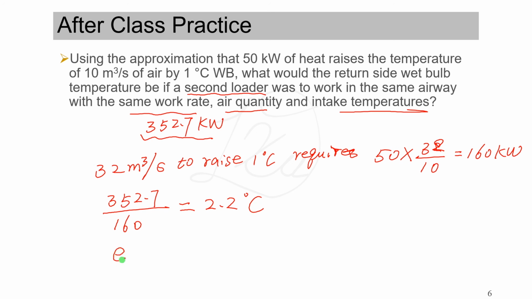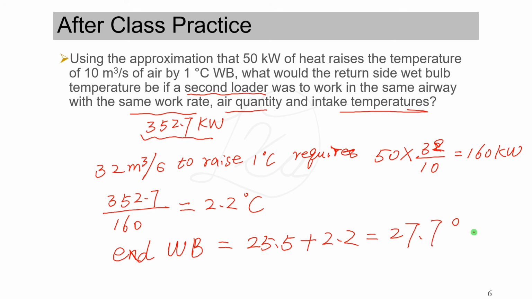Therefore, the end wet bulb temperature equals 25.5 plus 2.2, which equals 27.7 degrees. This 25.5 is with only one loader working in this airway. With an additional loader working in this airway, the final wet bulb temperature is going to be 27.7 degrees.